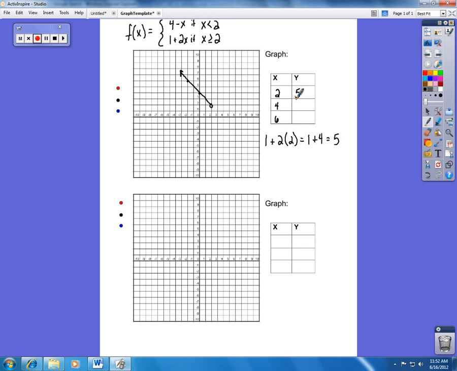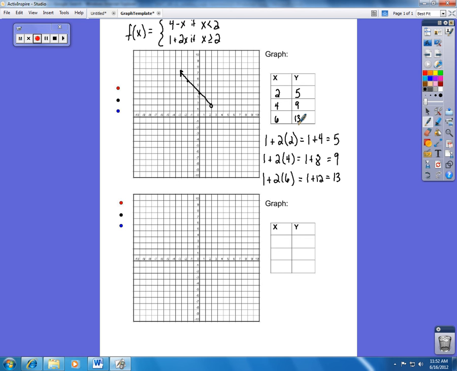And I'm going to do it again for 4. So I've got 1 plus 2 times 4, or 1 plus 8. There's another point at 9, and this last one may not actually fit on my graph, so we'll just have to imagine. But then I have 1 plus 2 times 6, which of course is 1 plus 12. Oops, I forgot to write this 9 in here. My apologies. So I have 3 points on this graph at 2, 5, 4, 9, and then 6, 13.